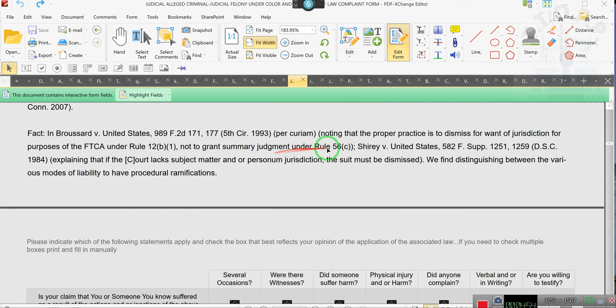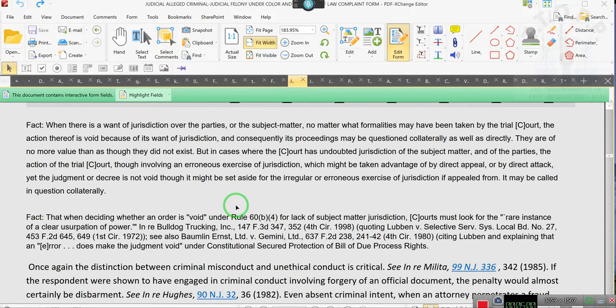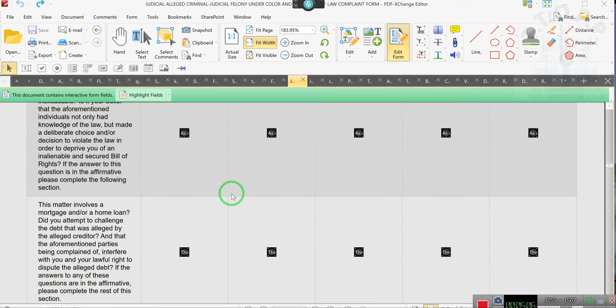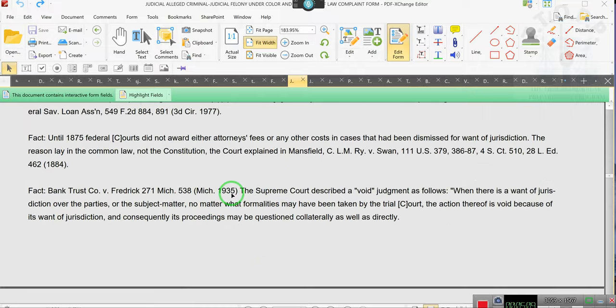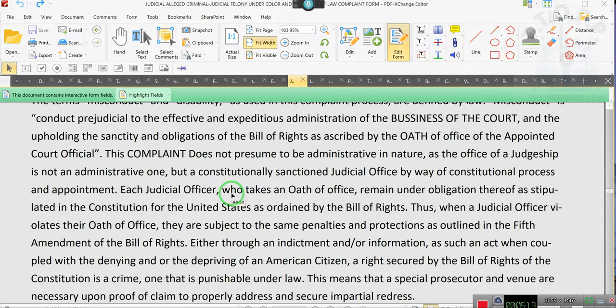Remember, these are updated cases in here that we did an extensive search, not with ChatGPT. Nope, didn't use ChatGPT to do this. It's 11 pages long, ladies and gentlemen. Go over it. Check every box that's appropriate that applies. Follow with the Attorney General's office.